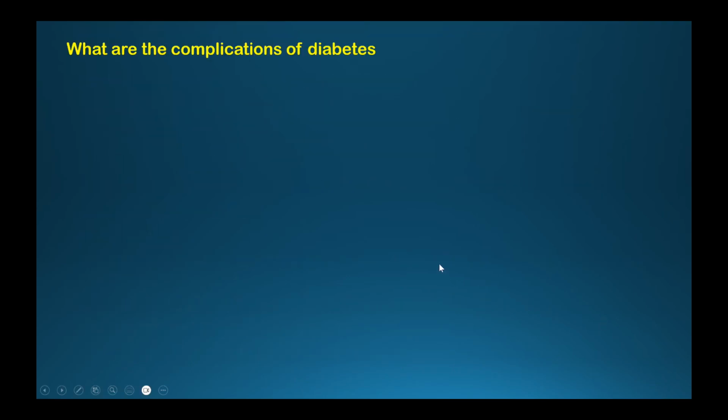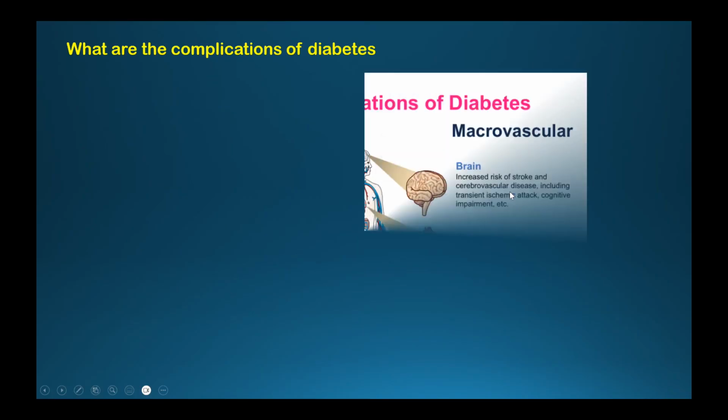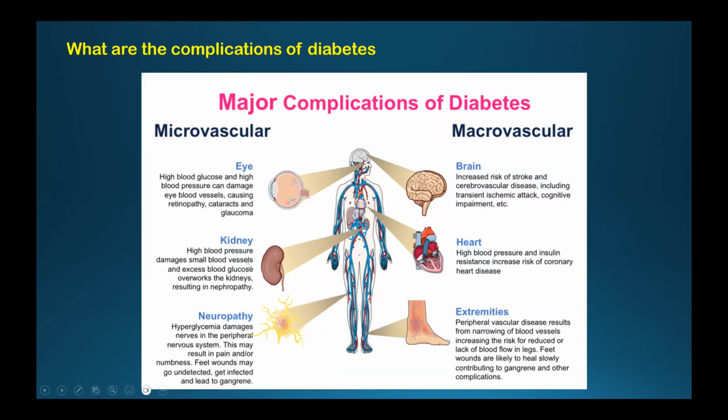What are the complications of diabetes? Micro and macrovascular complications. Microvascular occurs in the eye, the kidney, and neuropathy. Macrovascular occurs as risk of stroke and cerebrovascular diseases, including cognitive impairment. In the heart, it can cause high blood pressure and insulin resistance leading to coronary heart disease. And in the extremities, peripheral vascular diseases like occlusion and others.